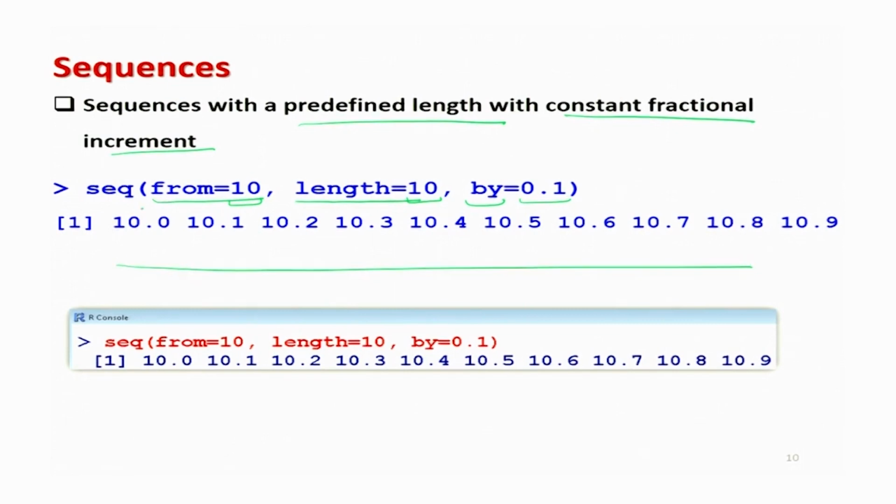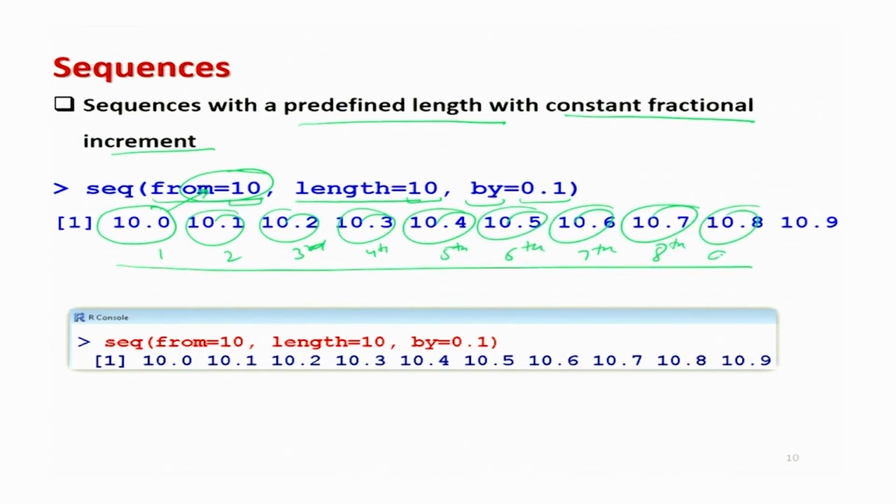So you can see this is beginning at 10, which corresponds to from 10, and now this is my first value, this is second, third, fourth, fifth, sixth, seventh, eighth, ninth, and this is the 10th value. So this 10th is going to correspond to this length 10.